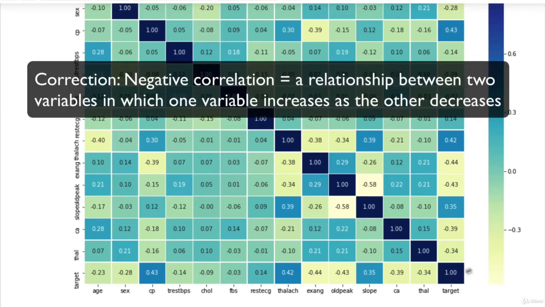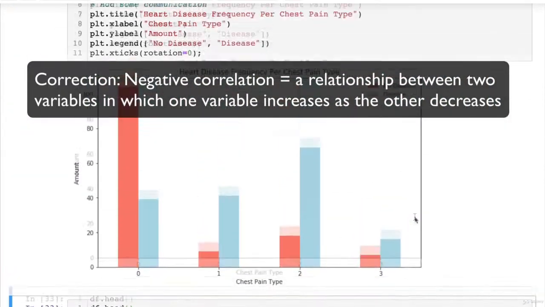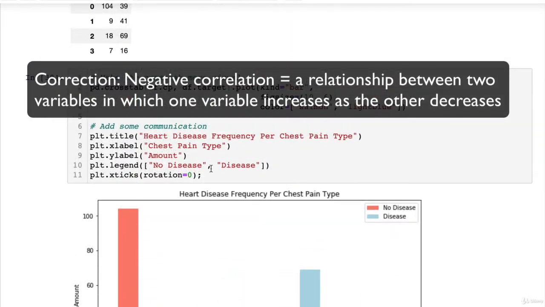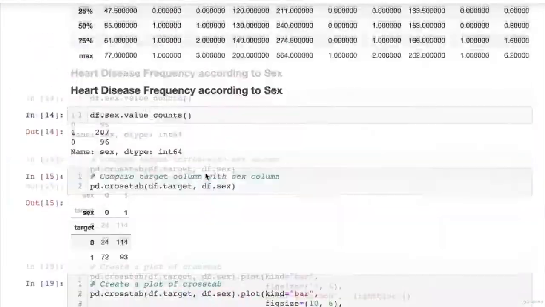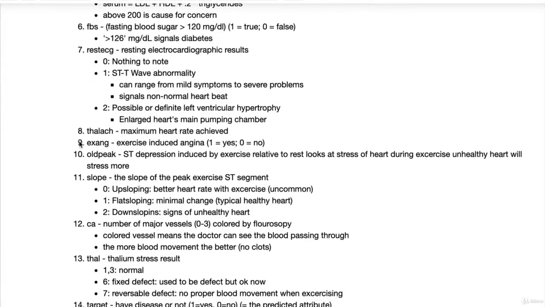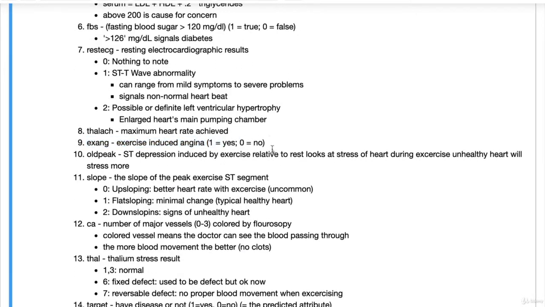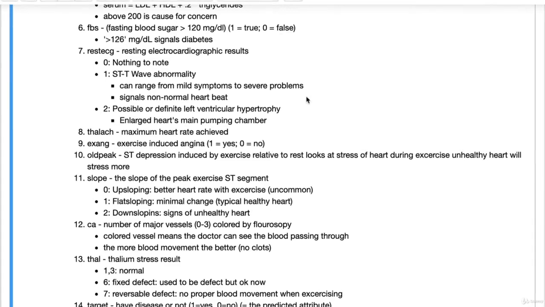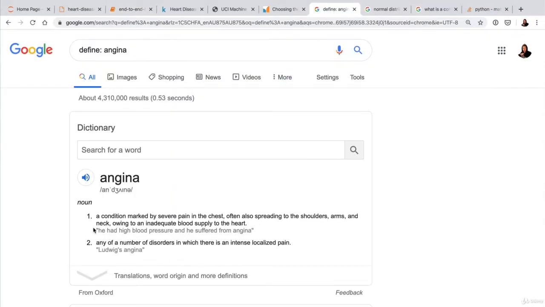Let's not take this correlation matrix's word for it. Let's reproduce this plot, except using the Xang column. But before we do that, we might jump up here. What is Xang? Exercise-induced angina. Now, if you're wondering what angina is, we checked that out before. A condition marked by severe pain in the chest. So this means that if you exercise, do you get heart pain? And let's have a look.